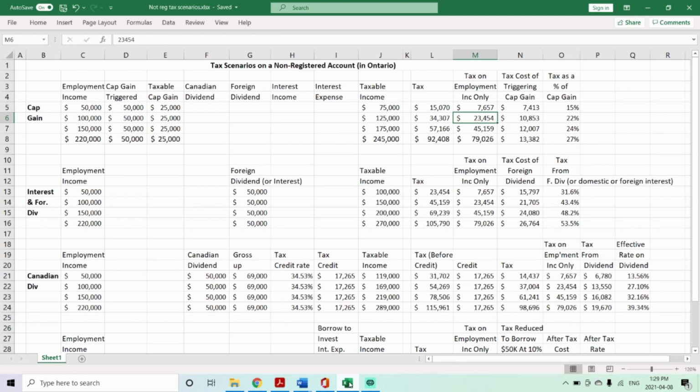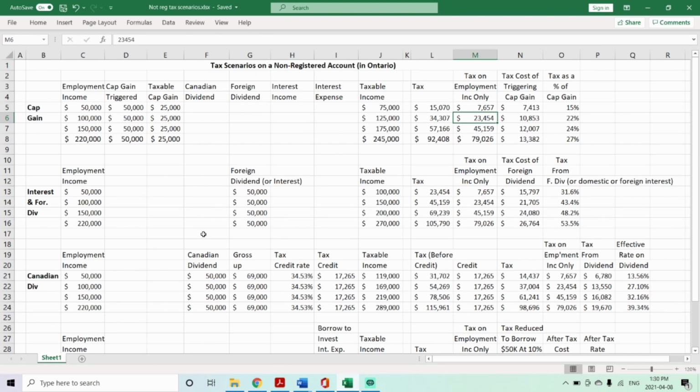And the reason I'm doing this is I had a friend come to me the other day and he said, I just triggered a capital gain. What am I going to owe on that capital gain? And my answer to him was, well, it depends. And he didn't really like that answer. So I kind of want to get into these situations and show what it depends on. So let's go.